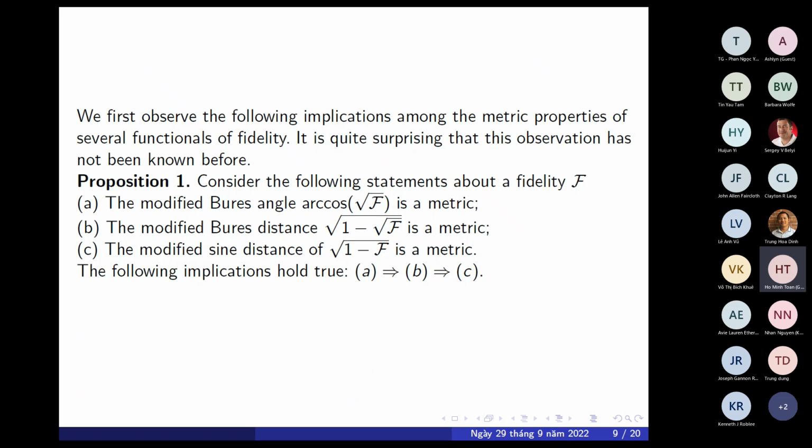For the first observation, we have to take a look at the table. From the table we guess maybe the modified Bures angle is a metric and the other one. But if the side distance is not, and the other, that's why the modified Bures angle is strongest. If it's a metric, then modified Bures, and if modified is a metric, then modified side distance is.